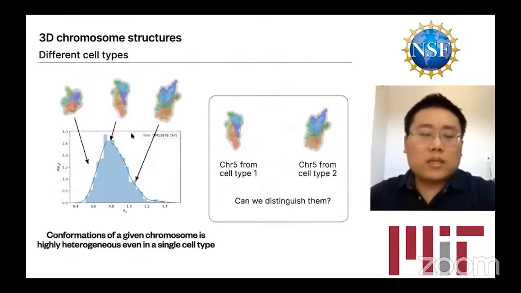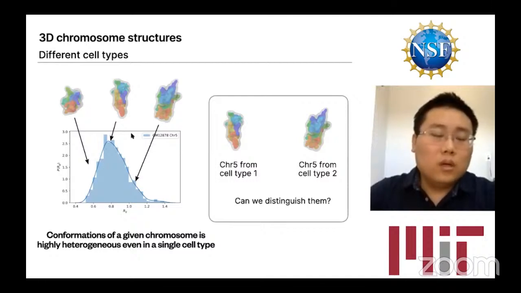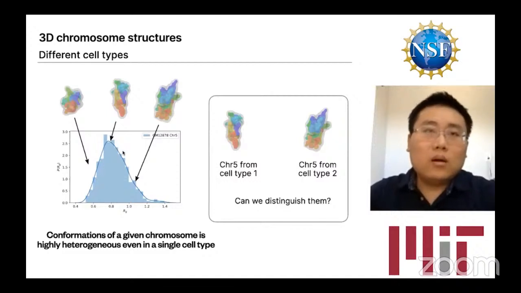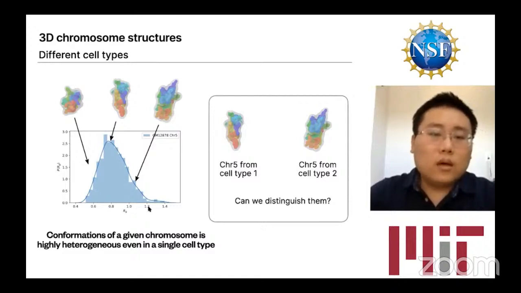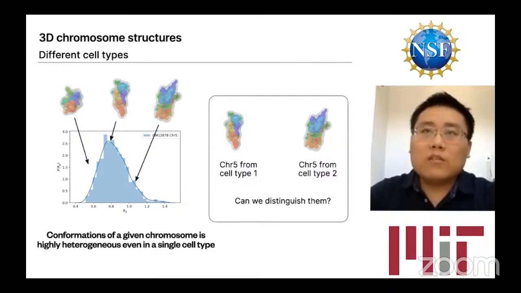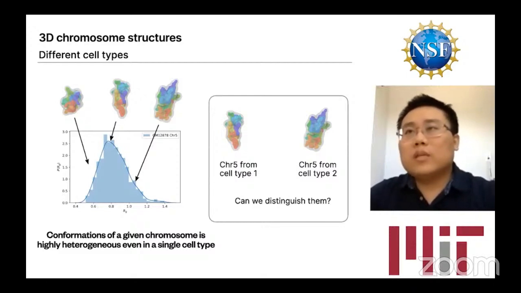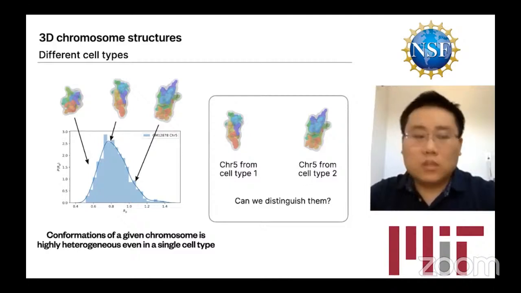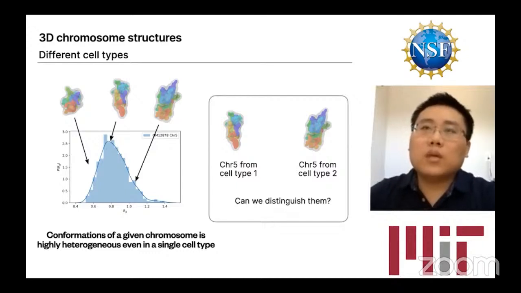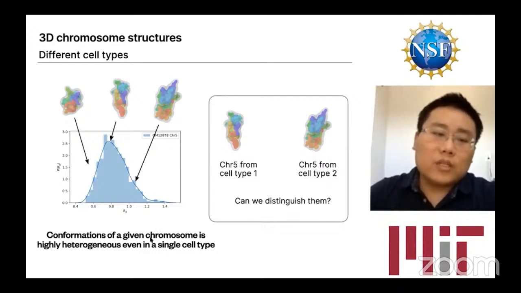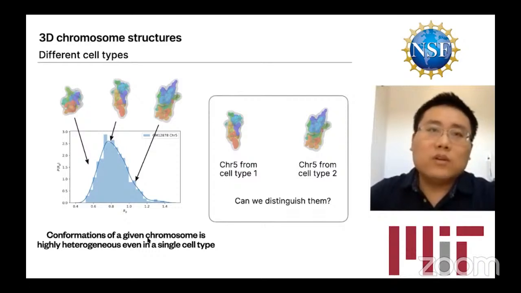Then the next question we ask is that we want to look at the structure of chromosomes from different cell types. I showed before that the conformation of a given chromosome is highly heterogeneous, even in a single cell type, right? So the natural question is: if I give you a conformation for chromosome 5 from cell type 1, and another conformation of chromosome 5 from a different cell type, can we actually distinguish them? Can you tell which conformation is from which cell type? This is a non-trivial question because we have a large variation among chromosome structures, even in a single cell type.